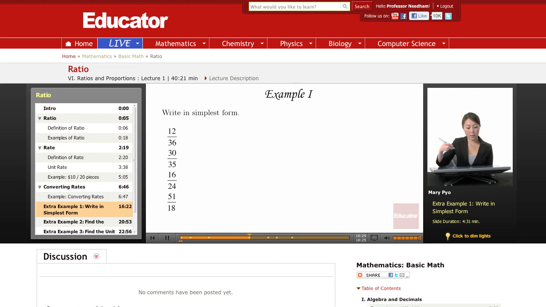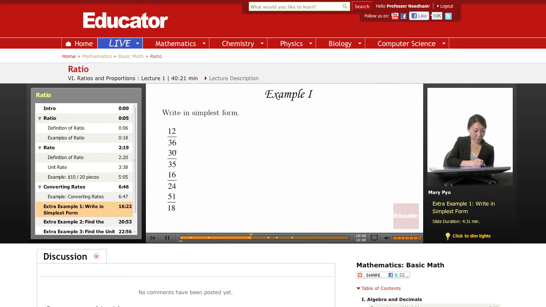The first example, right, in simplest form. So here, these are just ratios. They're just comparing this number to this number. Now, they look like fractions, but you can also think of the top number and the bottom number as ratios. So it's like division.